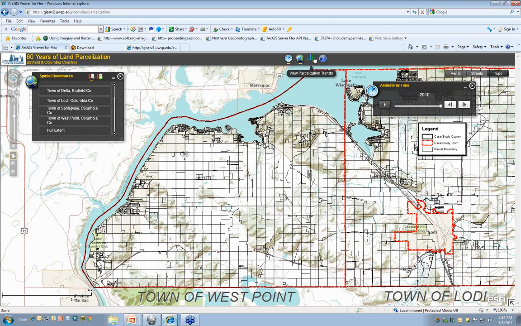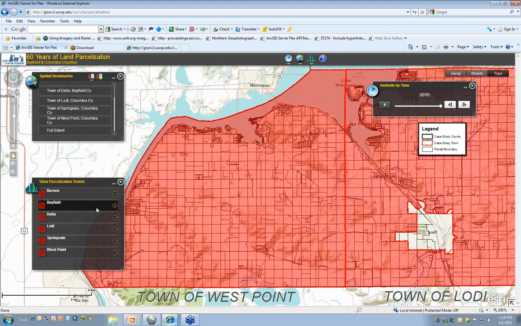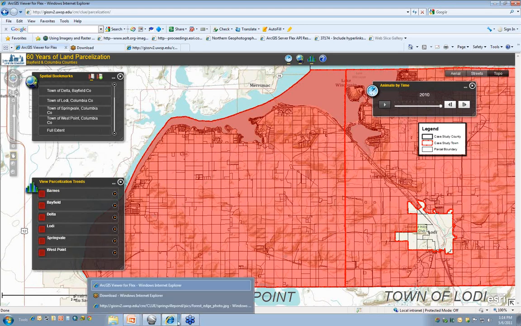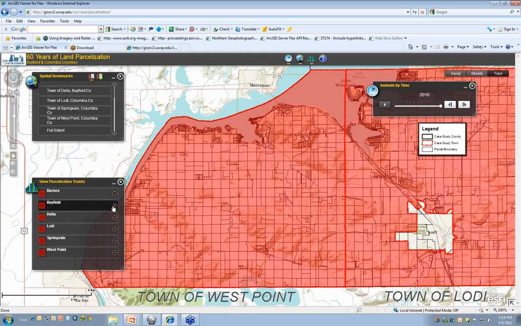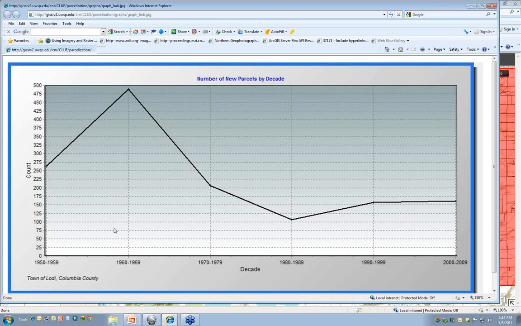And the other thing I want to show with this web tool, I guess, is there's a concern that parcelization today is higher, the rate of parcelization is higher than it's ever been in the past. By creating this historical parcel database, we found that the actual number of parcels in many of these have actually decreased. We found that during the 1960s, the number of parcels have actually decreased.